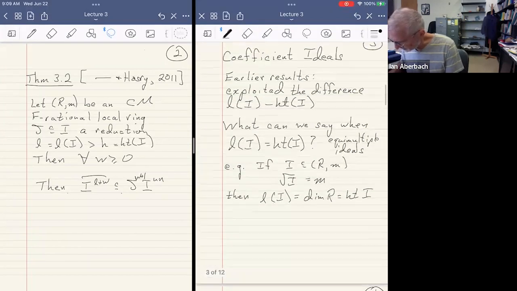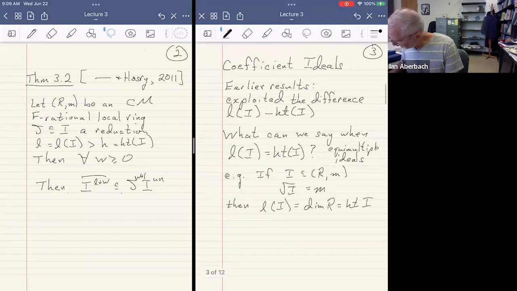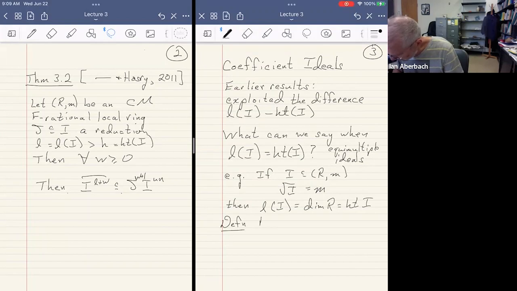I've got properties, so I guess I meant to define the coefficient ideal. All right, so definition. Let's let R be Noetherian and J and I in R any two ideals.